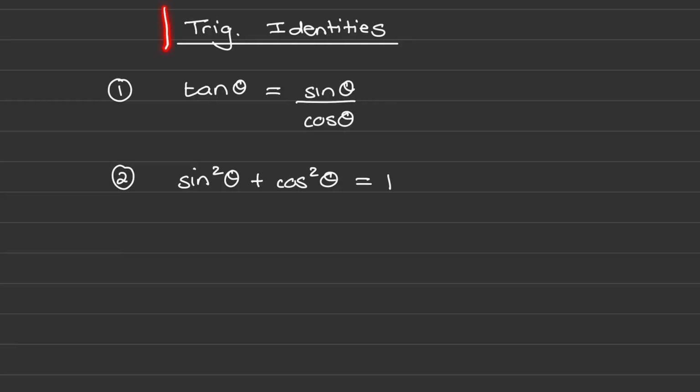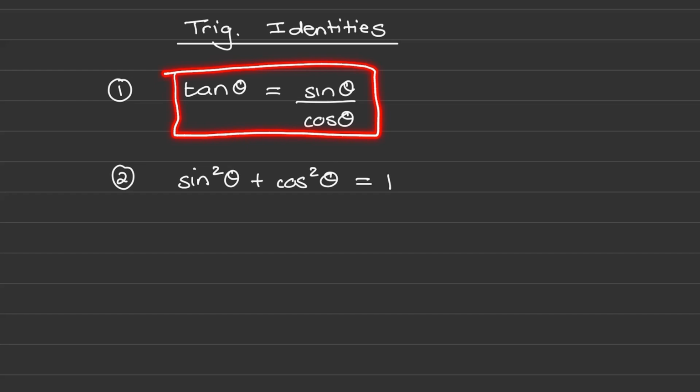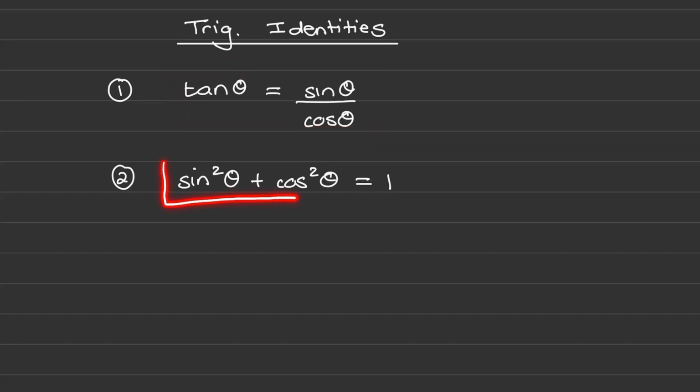In grade 11 trigonometry, there are two trig identities that we normally use. The first one is tan of theta is equal to sine theta divided by cos theta, and the second one is sine squared theta plus cos squared theta is equal to 1. And in this video, I'll show you where these identities come from.